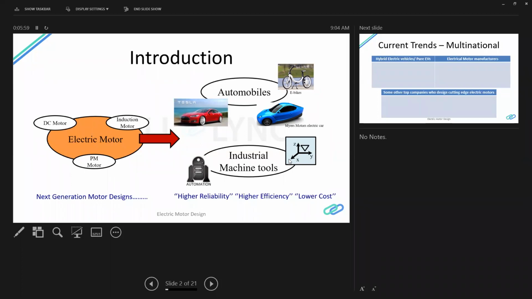And they also give you higher efficiency, which means more return on investment on the electric motor. The lower cost is obviously an attempt to reduce the material costs that are used for designing an electric motor. So that's where the design of the electric motor comes into the picture.